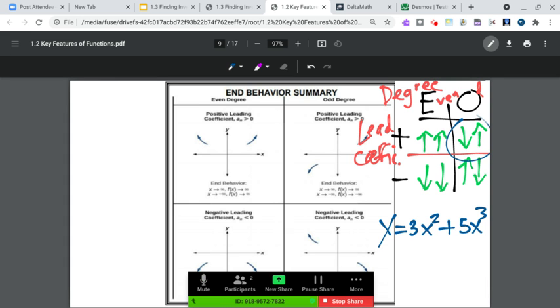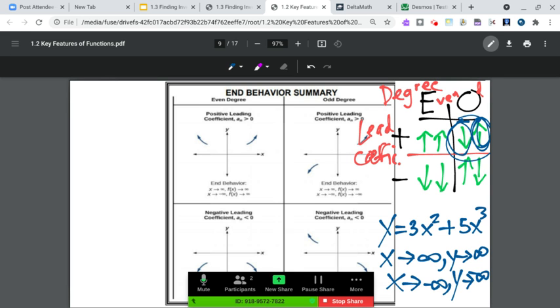Okay, is the leading coefficient in front of that positive or negative? Positive. Okay, so we're going to fall here. We're going to find our end behavior. As x approaches positive infinity, where's y going? Negative infinity. Remember, this would be considered positive infinity because it's on the right hand side of the graph. This would be considered the left hand side of the graph. So as x approaches positive infinity, where's your y going? To positive infinity. As x is going towards negative infinity, where's your y going? To negative infinity.